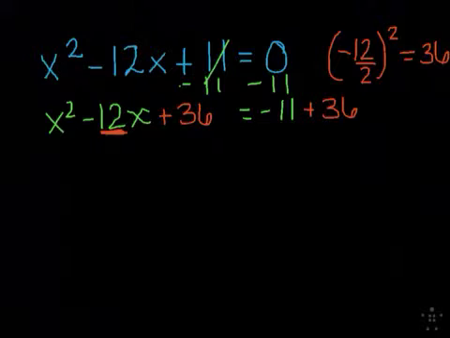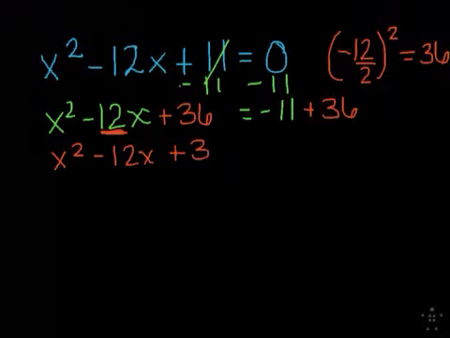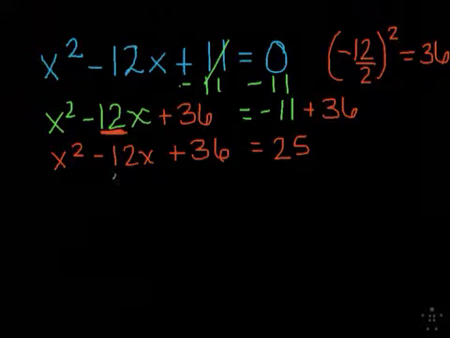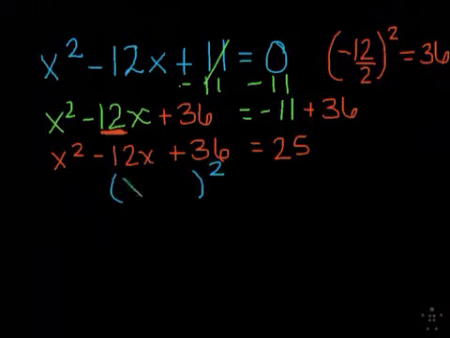So now let's write it out. X squared minus 12x plus 36 equals 25. Our next step is to write this as a binomial squared. So remember, you're going to have your parentheses with your square. We have an x. Remember, you take the sign of b, which is negative, and half of b is 6. And it equals 25.